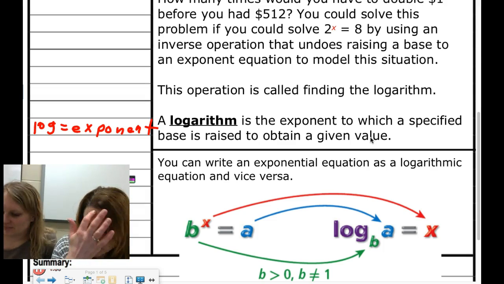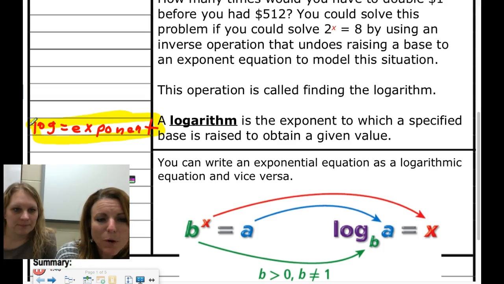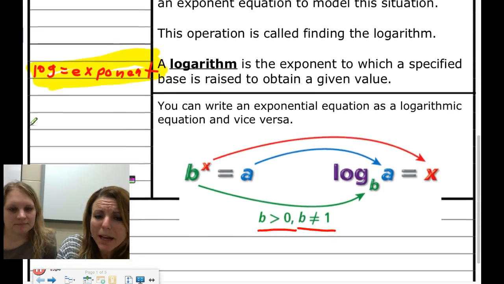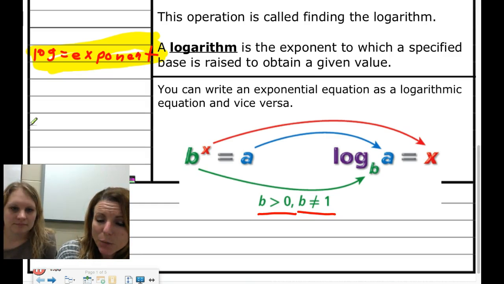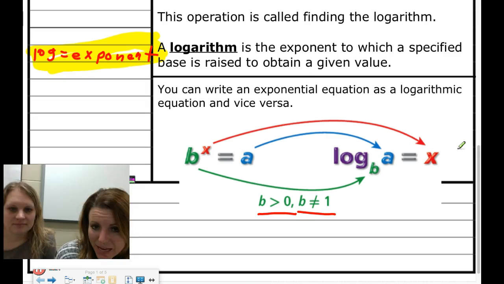One thing that's so important that I'm going to emphasize all the time is a logarithm is the exponent to which a specified base is raised. So all the time, I want you to remember log equals exponent. If you look down below, it shows how we go back and forth. Exponential equation, b to the x equals a, or the log form is log base b of a equals x. The only thing we're adding is log, and then we're just switching where things go. Notice on the right, log equals exponent. That's a quick way to remember where the x goes. The base becomes the base for the log, the a becomes the a for the log, and the exponent is on the right side of the log.